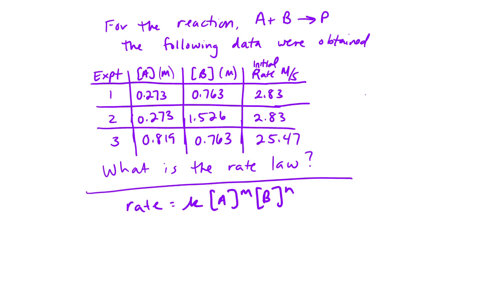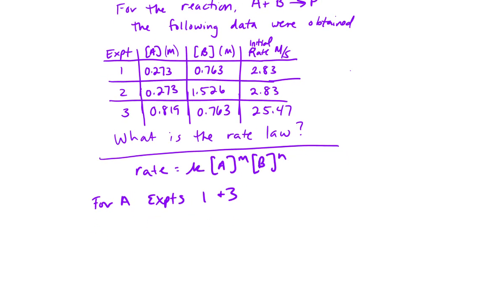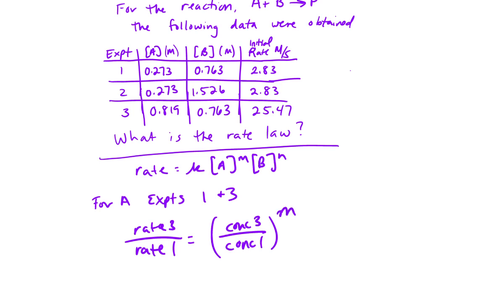So for A, we can use experiments 1 and 3. And I think I've decided I really like the form of finding M where we do rate of one of the experiments over rate of the other experiment equals the concentration of that one experiment over the concentration of the other raised to its order. Okay? So I'm doing 3 and 1 here to represent experiment 3 and experiment 1. Questions on that point?